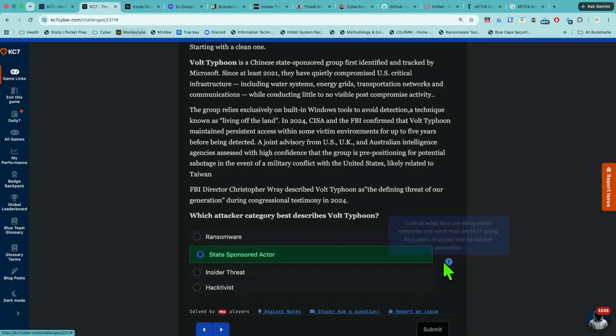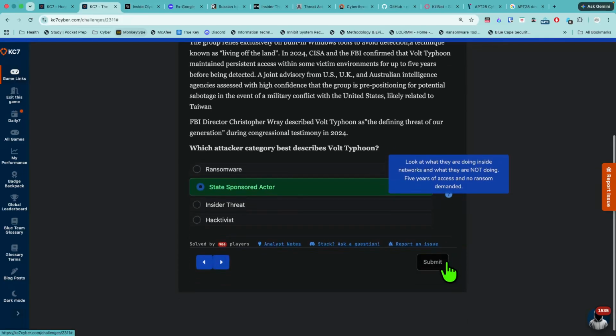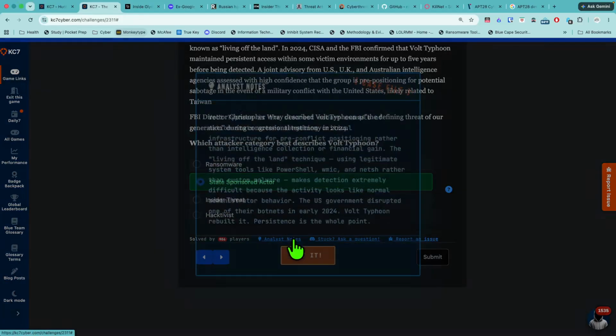It is a state-sponsored actor. Yes, state-sponsored group. Awesome. All right, so look at what they're doing inside networks and what they are not doing. 5 years of access and no ransom demanded. There's a hint. And those notes.